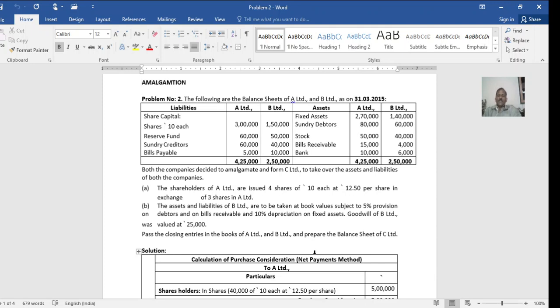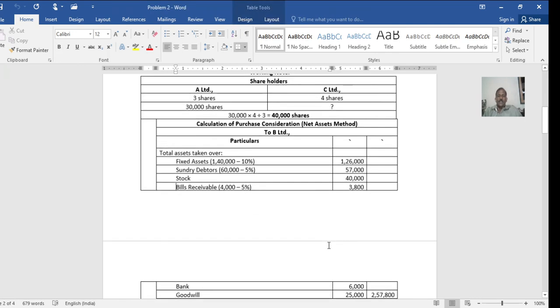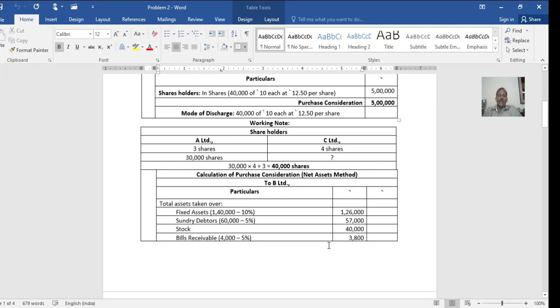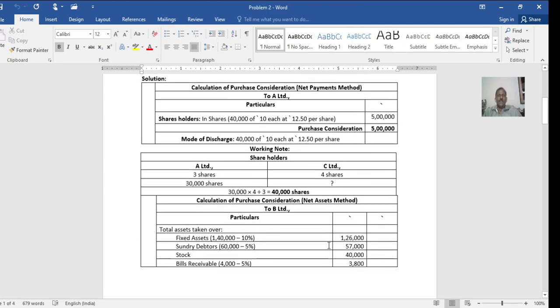First, the calculation of purchase consideration. The method of purchase consideration need not be common for all companies. In case of A Limited, it is said that the shareholders of A Limited will get shares from C Limited, so here we can follow the net payment method, whereas in case of B Limited it is not possible because nothing is mentioned about payment. Only the agreed values of assets and liabilities are given. It is given in the problem that 4 shares of 10 each at 12 rupees 50 paise are issued for every 3 shares held.